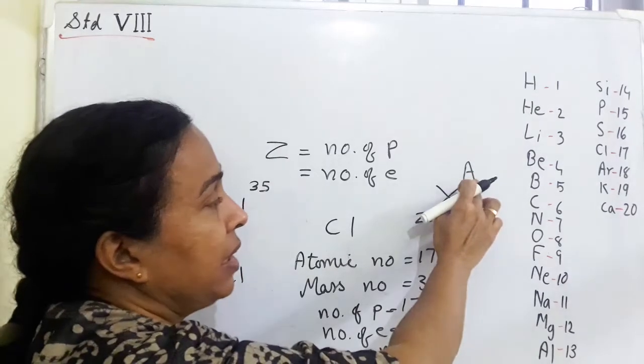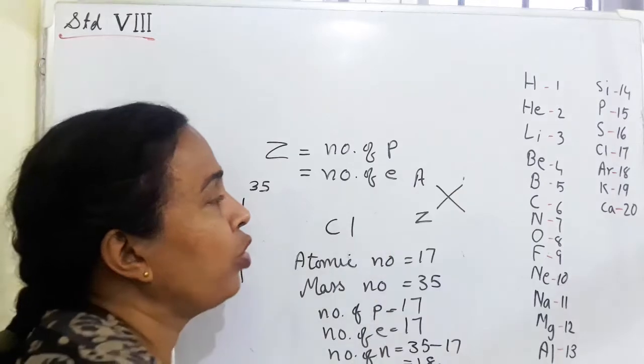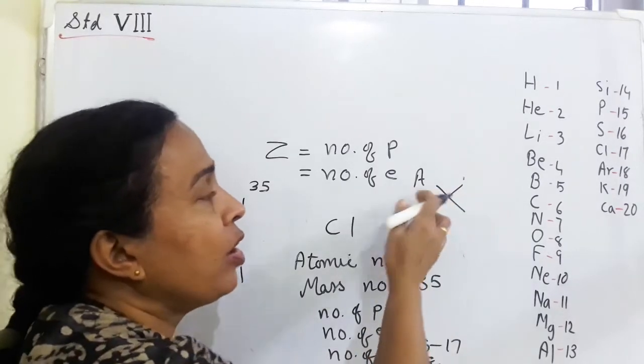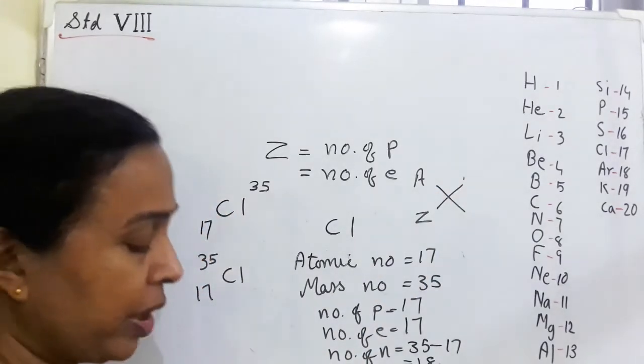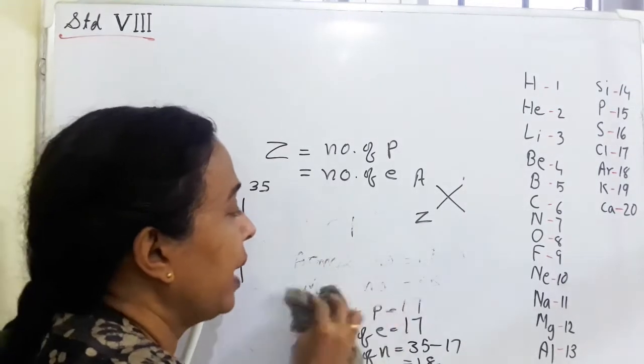Write the mass number here and atomic number here, or mass number here. There are two options. Mass number can be on the right side or on the left side. So let me ask you, how will you represent the elements?